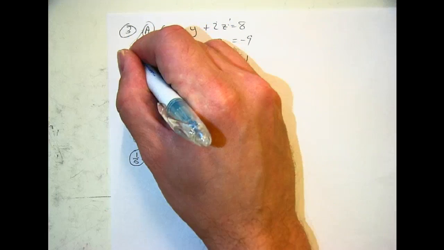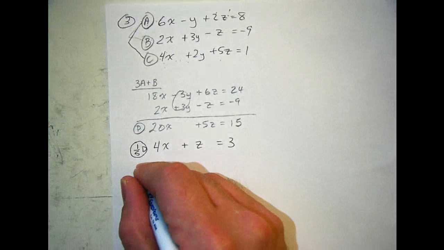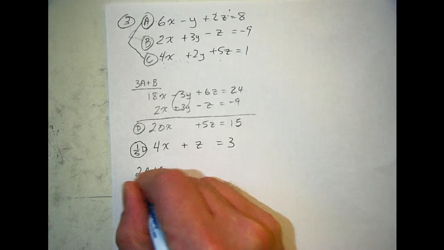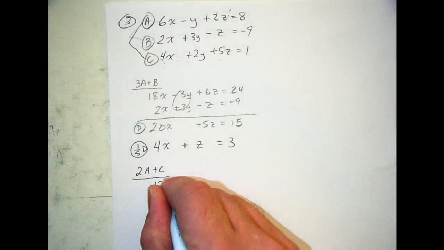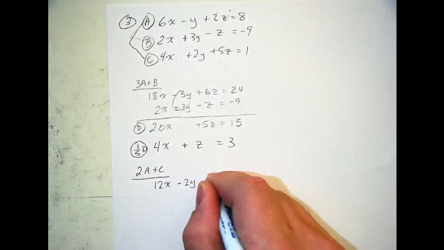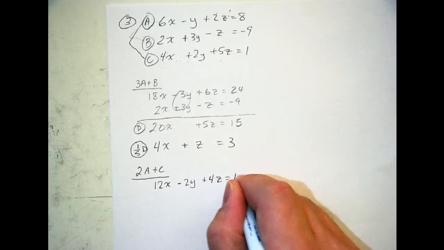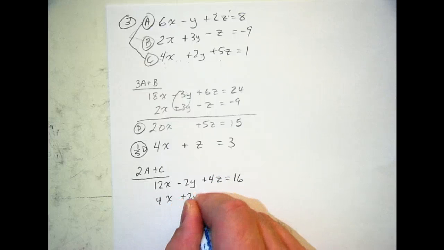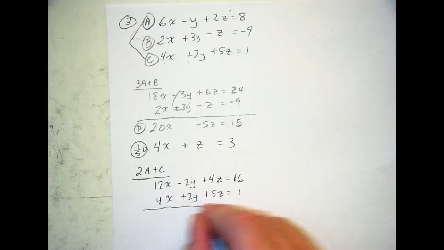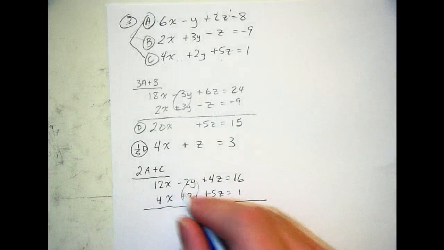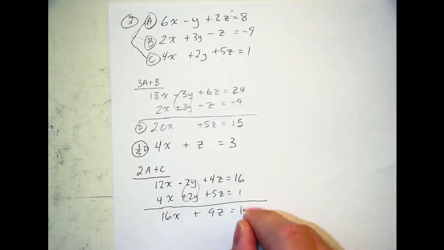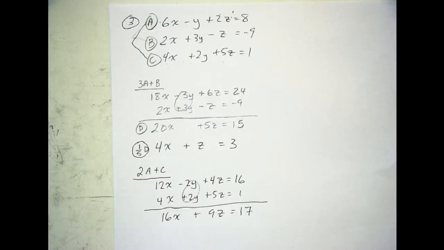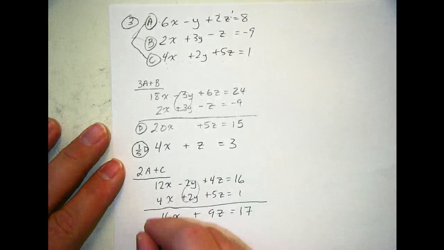So maybe if we go this one and that one, we're going with how many A's? 2A plus C. Now 2A plus C, 2 A's is 12x minus 2y plus 4z equals 16, and then C, we still have 4x plus 2y plus 5z equals 1. And we solve. That's gone, that's good. We're left with 16x, 9z, and they're positive, so that's plus, equals 17. Oh, those look like ugly numbers. However, that's what it equals. We're going to call that equation E.